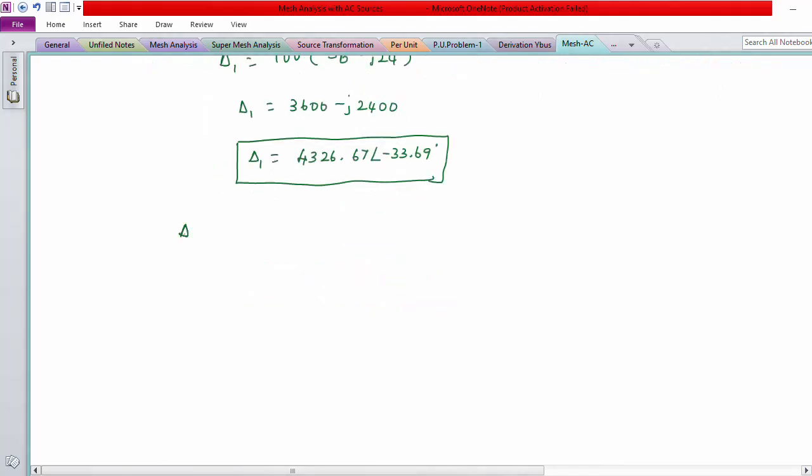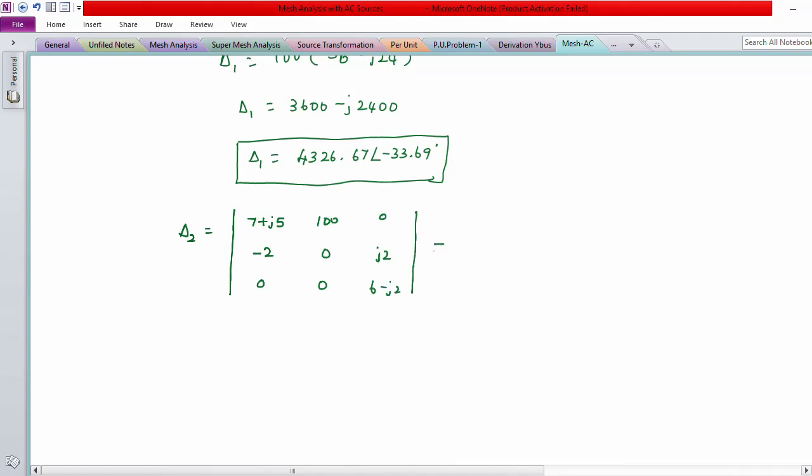So for delta 2, replace the B coefficients in the second column. If we replace the second column, there is no interchange in the first column, so we can write it as it is: 7 plus j5, minus 2, 0. And the second column we are replacing with the coefficients, that is 100, 0, 0. And the third column we are keeping as it is: 0, j2, 6 minus j2.